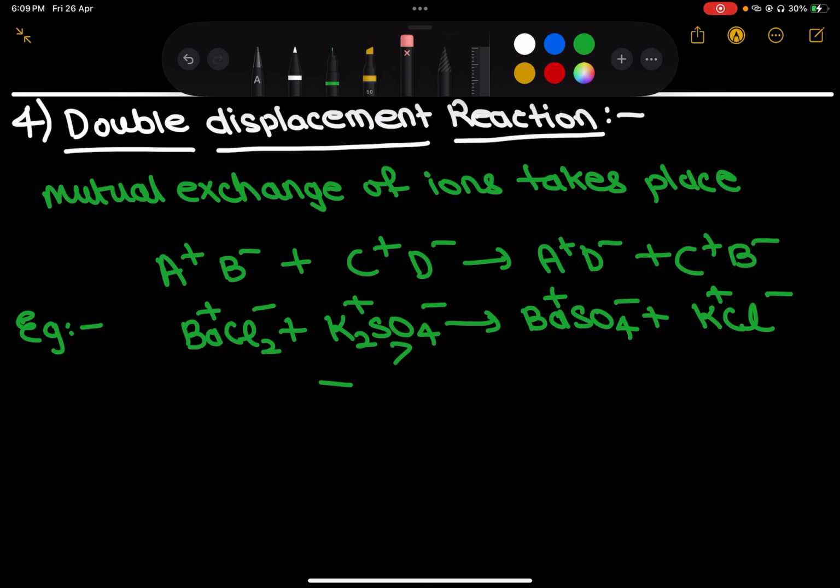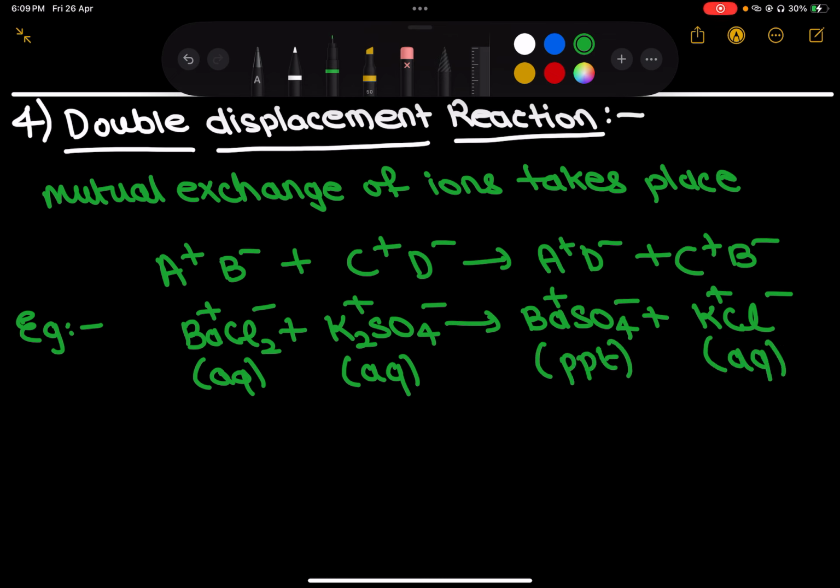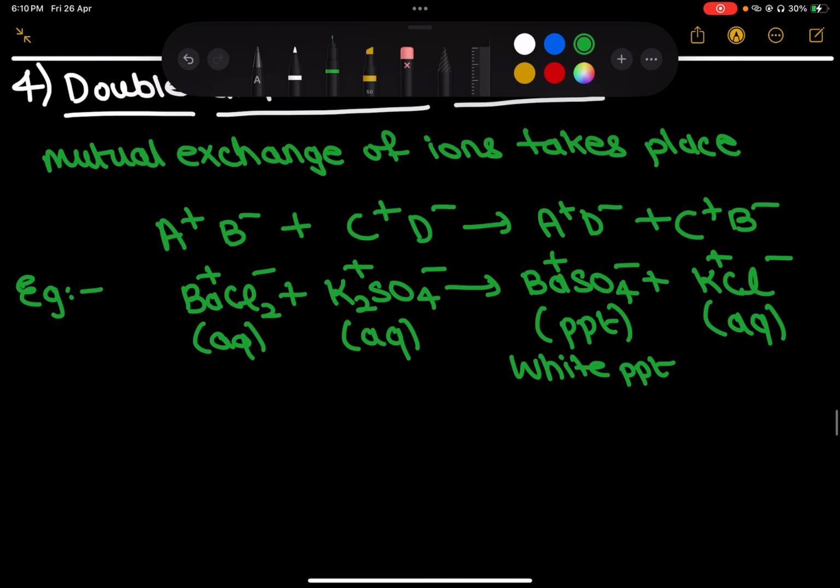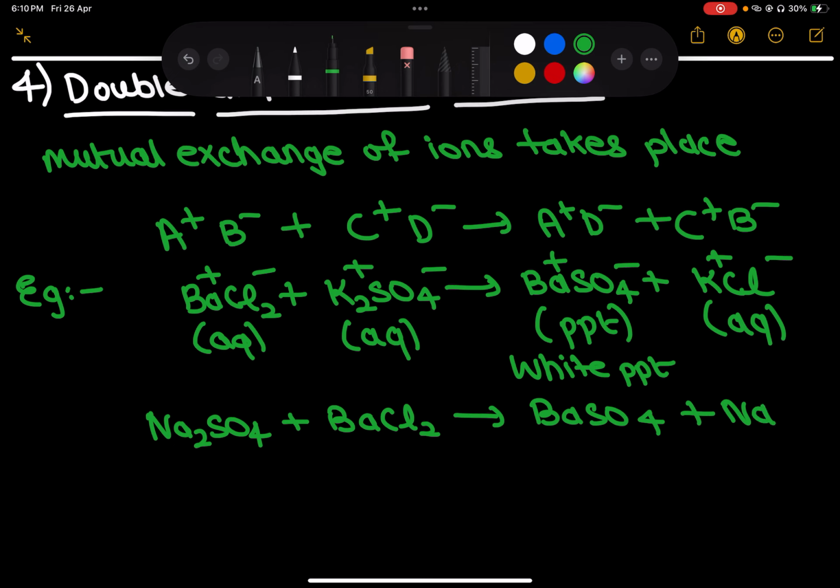Now here the products are important because this is aqueous, this is a precipitate, and this is aqueous. In almost all the double displacement reactions, precipitate is formed. Here, barium sulphate, it is a white PPT. Two more examples. We have Na2SO4 plus BaCl2 gives BaSO4 plus NaCl.